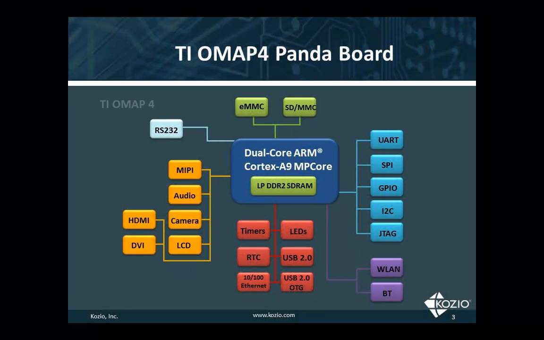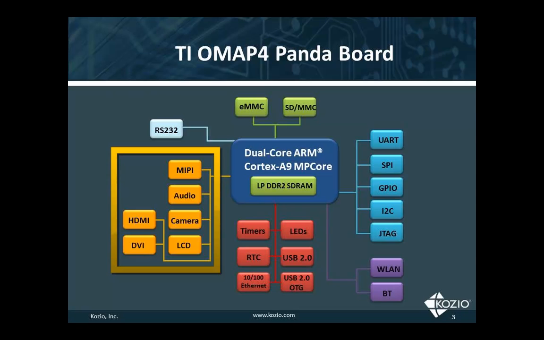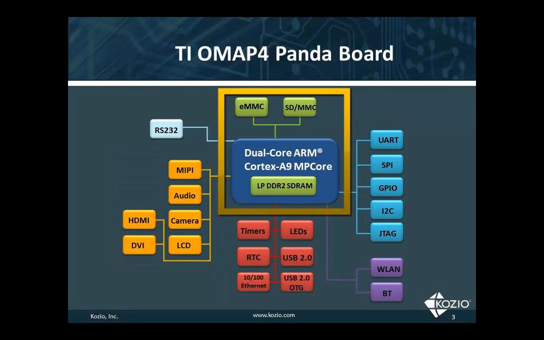As I mentioned, the Panda board is based on a TI OMAP4 processor. This is a block diagram of the development board that we'll be using as our device under test. As you can see, we have MIPI, audio, camera, HDMI, etc. Casio offers functional tests for each of these blocks, but in the case of this video, we're going to focus in on the memory.